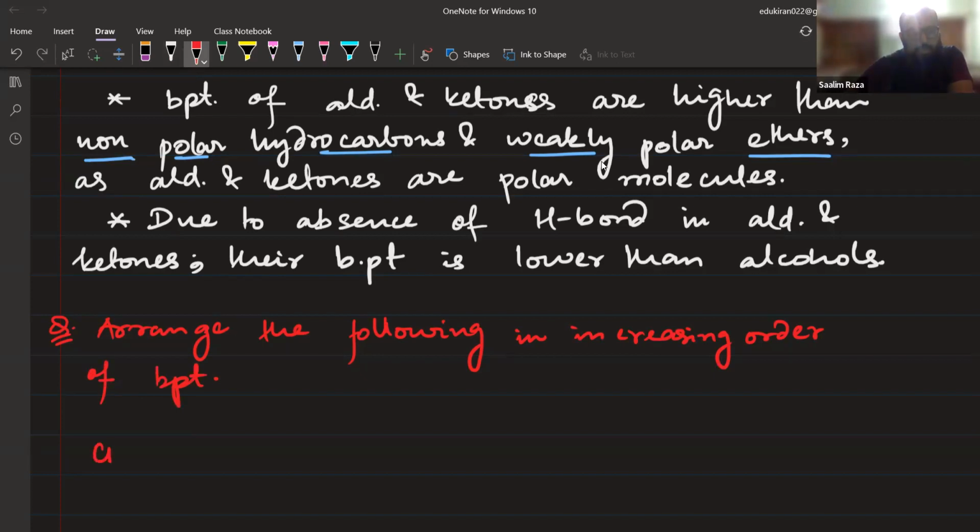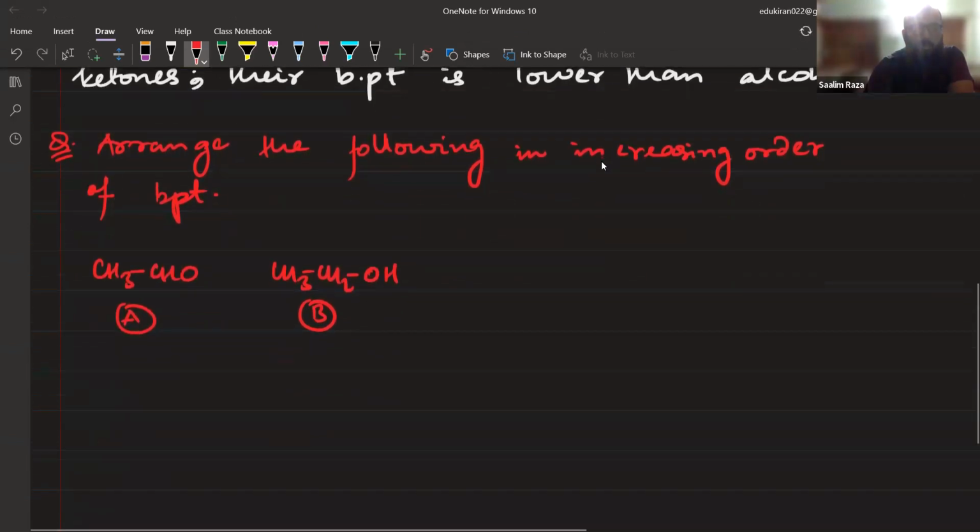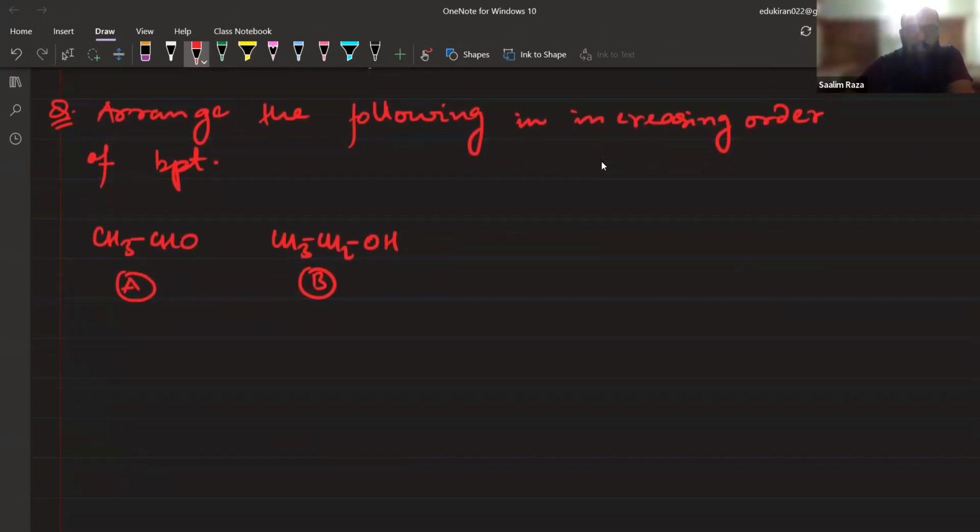We have here CH3CHO. This is your A molecule. You have CH3CH2OH. This is your B molecule. Then you have CH3OCH3, C molecule, and then you can write CH3CH2CH3. This is your D molecule.